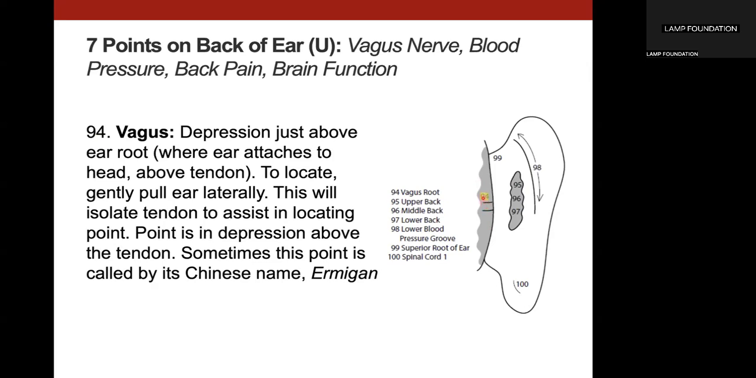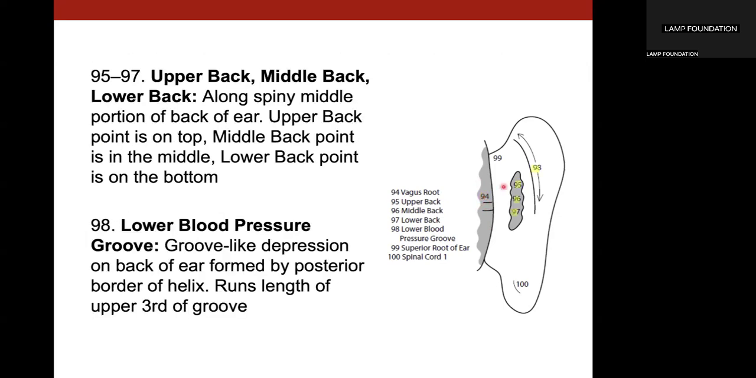Sometimes this point is called by its Chinese name, ermicum. 95 to 97 would be the upper back, middle back, and the lower back. This is along the spiny middle portion of the back of the ear. The upper back point is on top, middle back point is in the middle, lower back point is on the bottom.